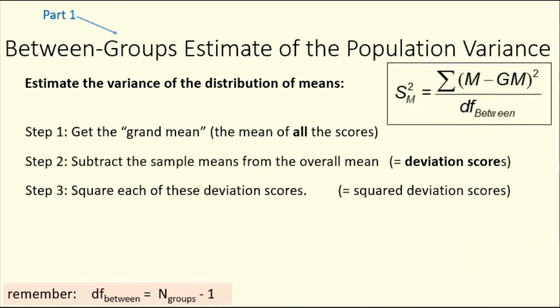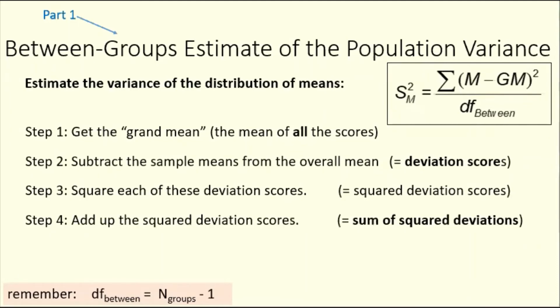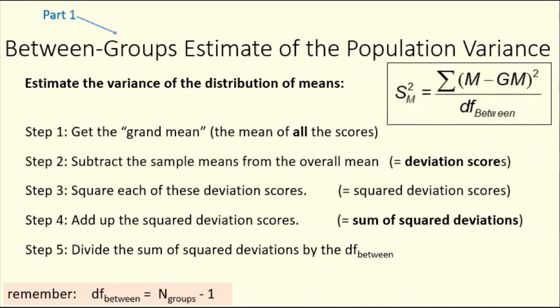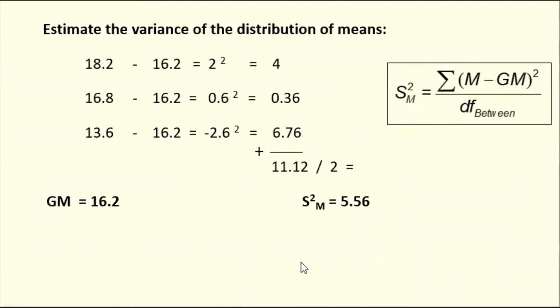And then square each of those deviation scores, add up the squared deviation scores, and divide the sum of the squared deviations by df between. And again, that's n groups minus 1. And so in order to do this, we're going to get our grand mean, which is 16.2 here. And then I'm going to subtract that from each of our sample means. And once I have those differences, I can square them and add them up.